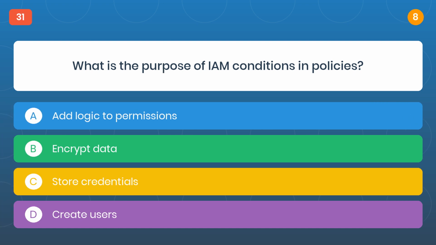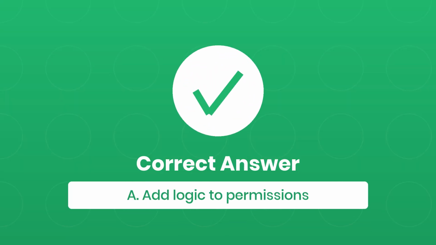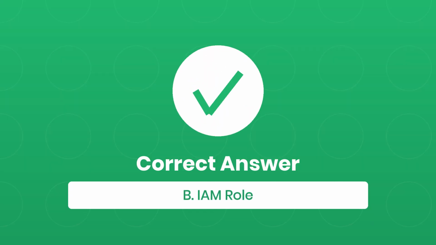Question 31. What is the purpose of IAM conditions in policies? The correct answer is A, add logic to permissions. Question 32. Which IAM entity can be used for federated access? The correct answer is B, IAM role.